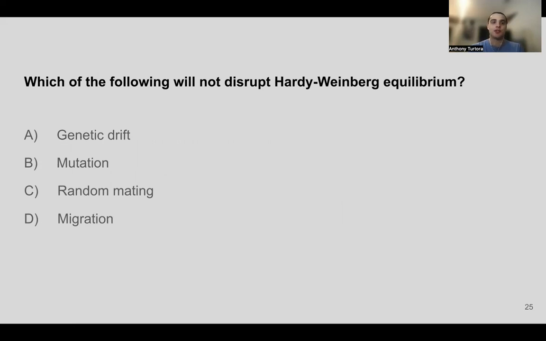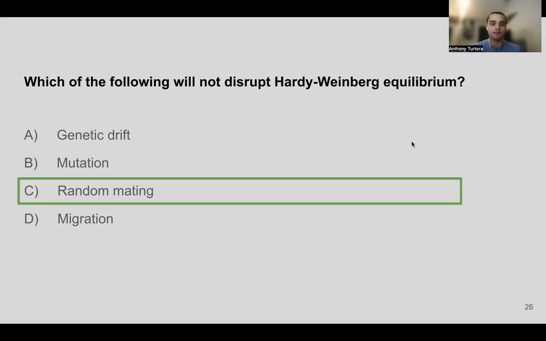All right, so the question here states, which of the following will not disrupt Hardy-Weinberg equilibrium? So we have A, genetic drift, B, mutation, C, random mating, or D, migration. So we talked about what makes Hardy-Weinberg equilibrium happen. The one here that would be the outlier would be C, random mating, as we know that we need random mating in order to have Hardy-Weinberg equilibrium. We cannot have genetic drift, mutation, or migration.